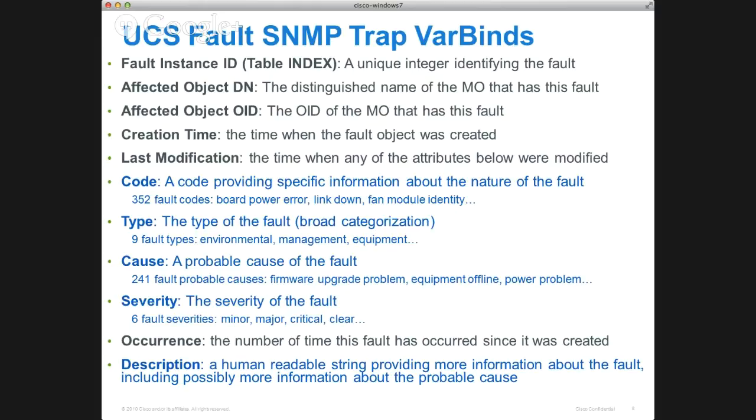We have a lot of different probable causes, meaning there's firmware upgrades, equipment went offline, there was a power problem, etc. And then the description, that's basically the human readable description of what that particular fault's doing. Meaning is a port up, is a port down? Is it a config failure on a service profile because there's not enough resources?